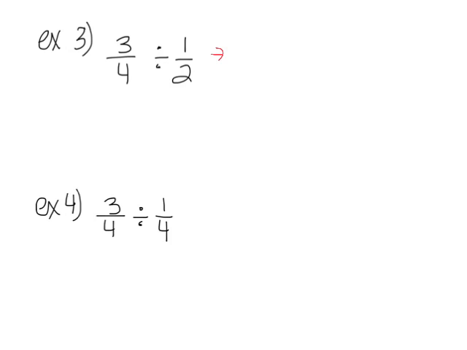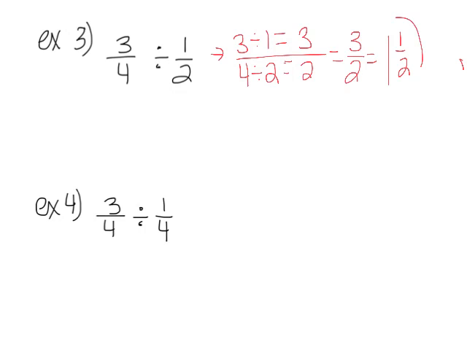So for example number 3, I'm going to get 3 divided by 1, which equals 3, over 4 divided by 2, which equals 2. So I'm getting 3 halves, which is going to simplify to 1 and 1/2. And this answer tells me that 1/2 can go into 3/4 1 1/2 times.